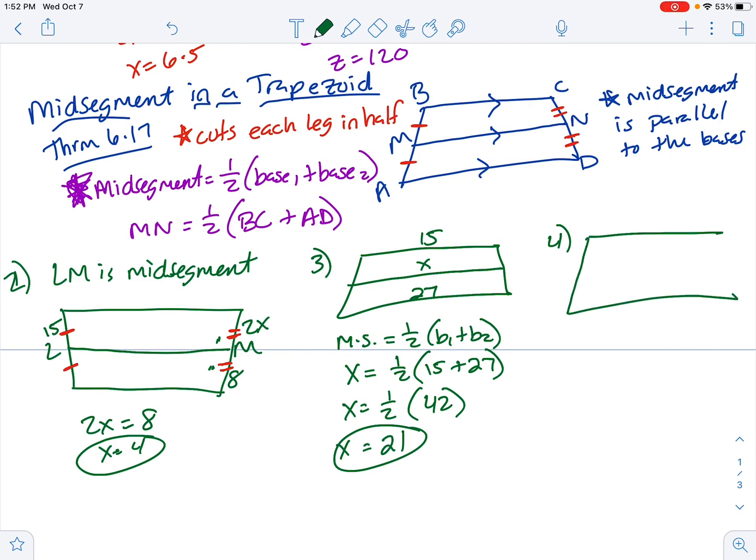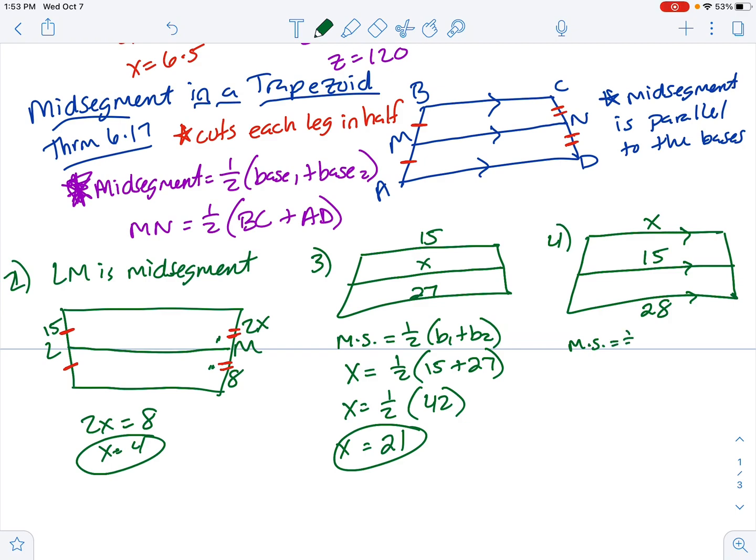Okay, last one is going to be a little bit different. This one, I'm going to have you solve for a base. So here my mid-segment is 15, so I know that the mid-segment equals 1/2 of base 1 plus base 2. So what's it give me for my mid-segment? It gives me 15. What's it give me for one of the bases? x. What's it give me for the other base? 28. Go ahead and pause the video and solve for x.